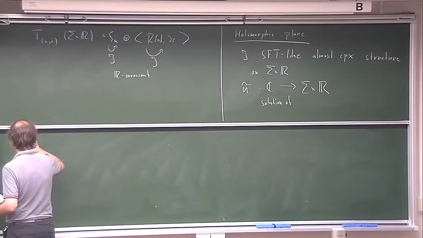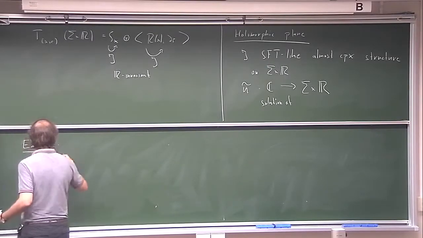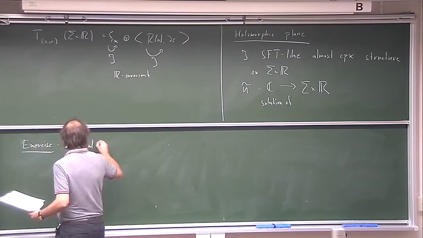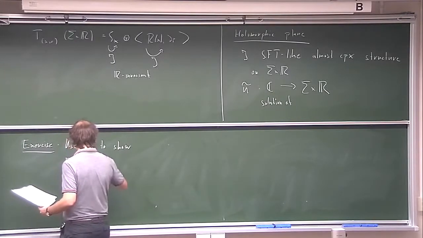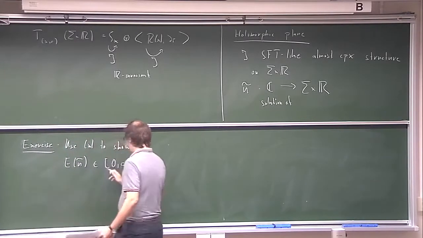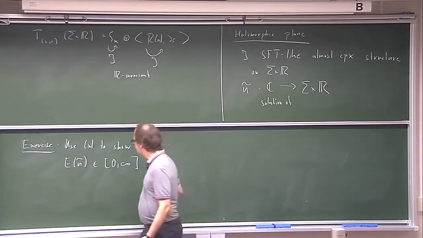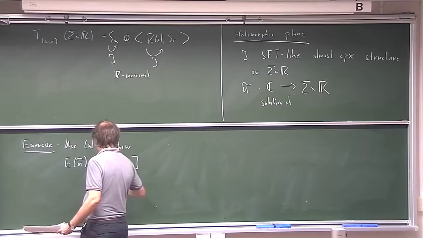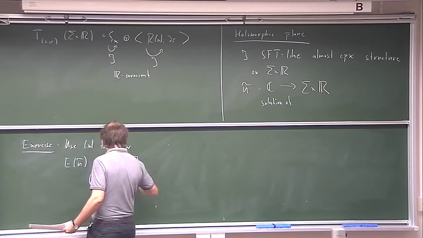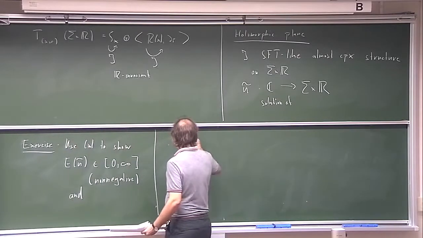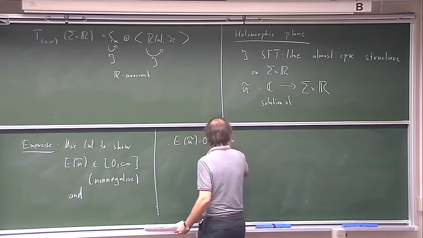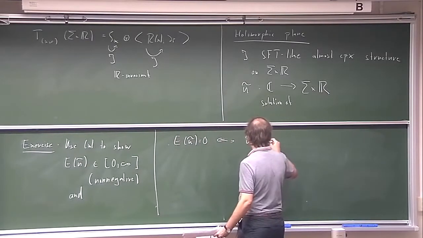So, some fact or exercise. Use star to show that the energy E(ũ) is actually never negative, so it's non-negative. And it's 0 if and only if ũ is constant.